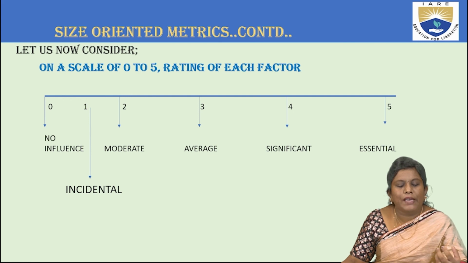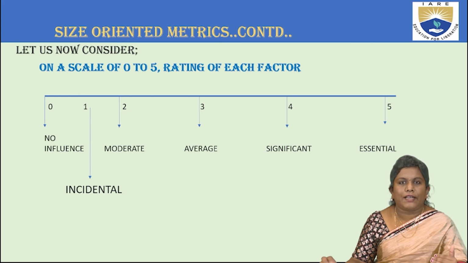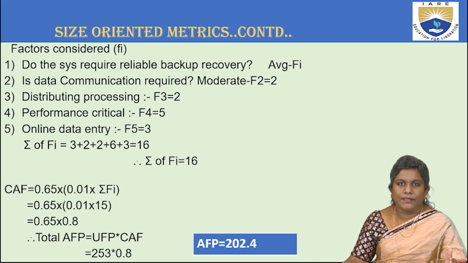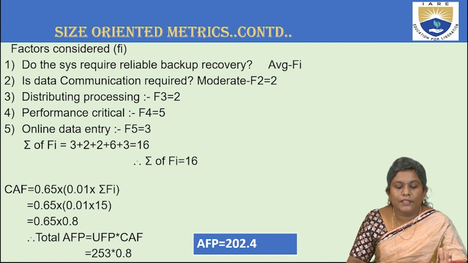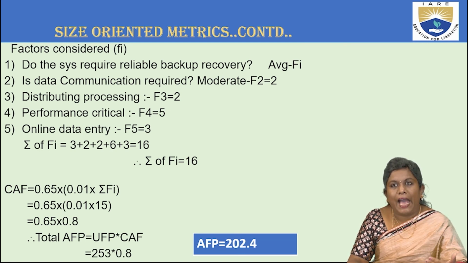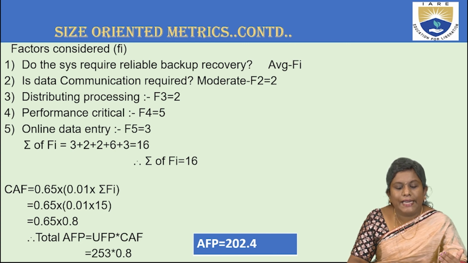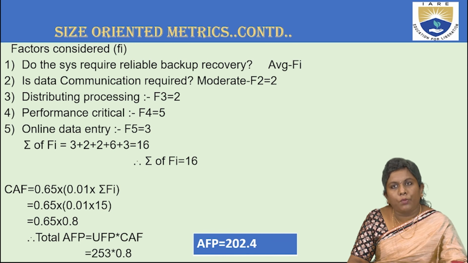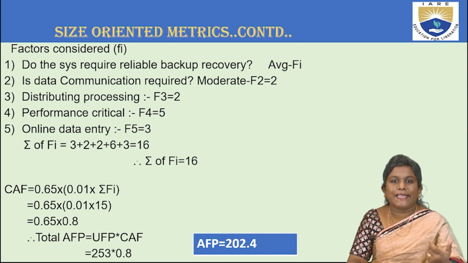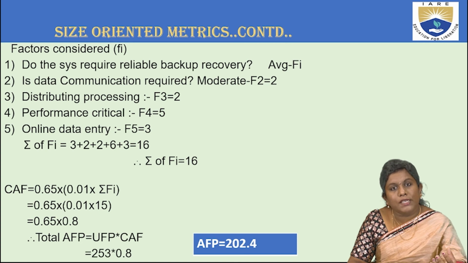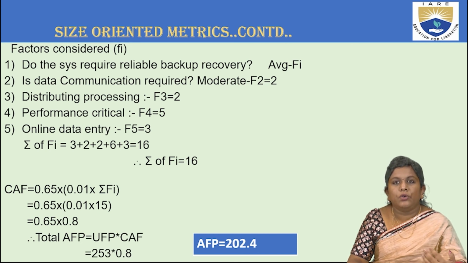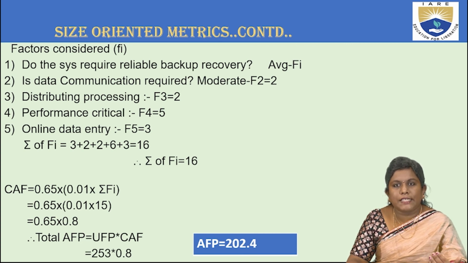So just as an example, I'm trying to take a scale of 0 to 5, specifying each value with one particular factor. Now what is the use of this factor is that whenever you are trying to consider the factors, I state some questions. I say, do the systems require reliable backup recovery? If I say it is average, that is F1. Then if I say data communication is required, then I say it is moderate. Moderate is taking F2, that is on the scale it is taking 2. Then if I say the process is distributed, it is taking the factor as F3, whose value is again 2, and so on. So the factors, it is the choice of how the process is being executed.